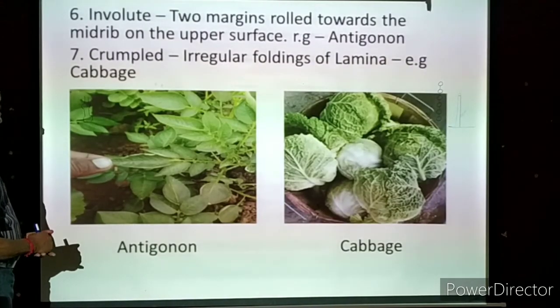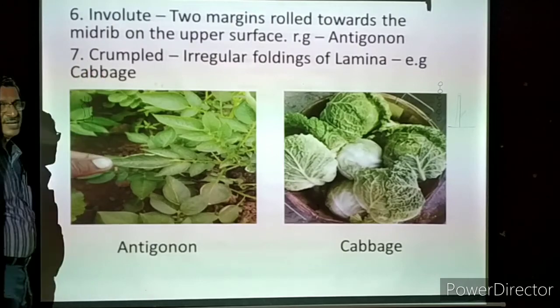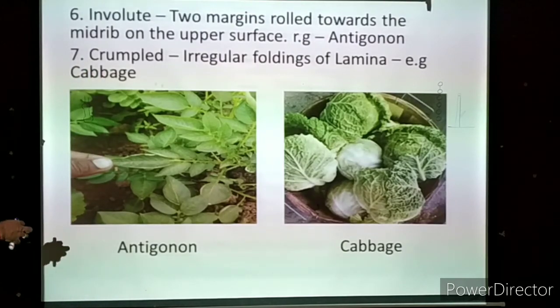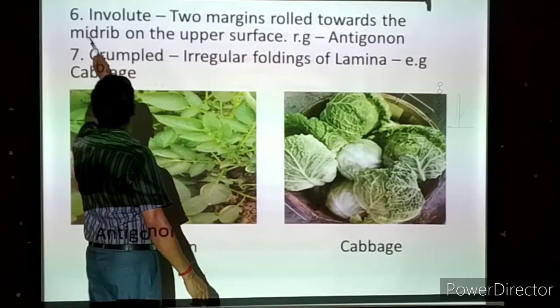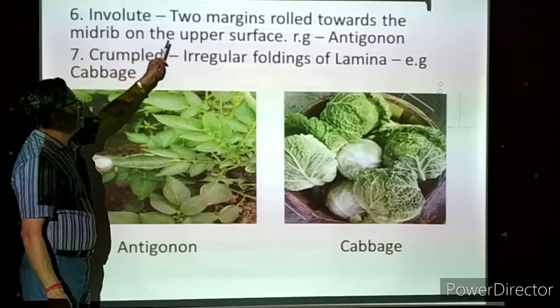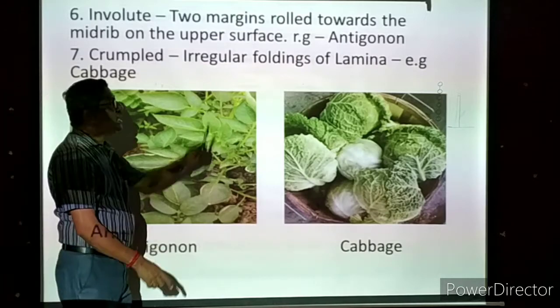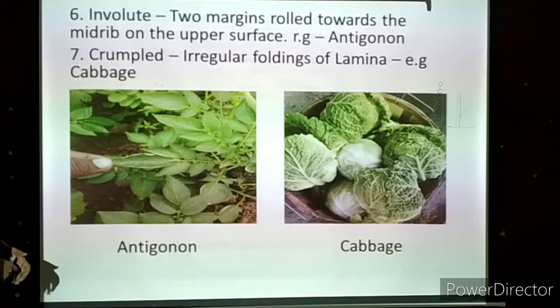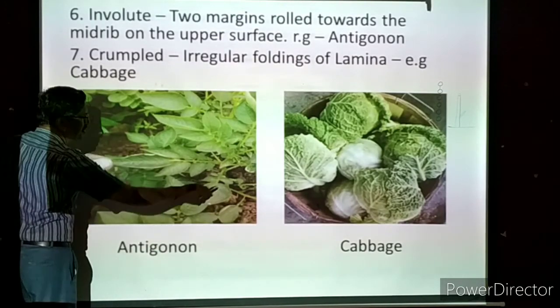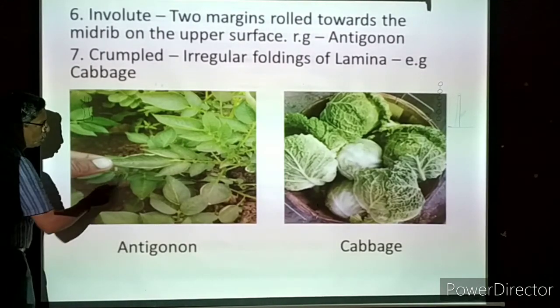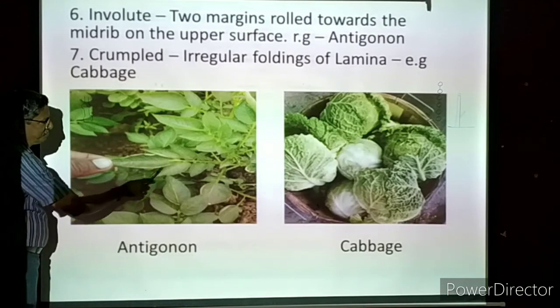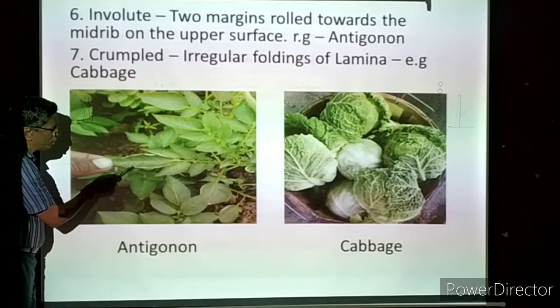Now we are coming to the next one, involute. Convolute, after that involute. What is the meaning of involute we will take? The two margins rolled towards the midrib on the upper surface. Example, Antigonon. Now this is the leaf of Antigonon plant. Lot of leaves are there, but one leaf, one person is holding that. Now this is the leaf. Now this is the margin, this is another one margin.